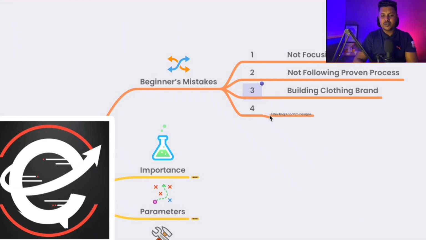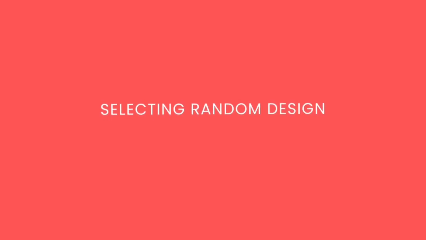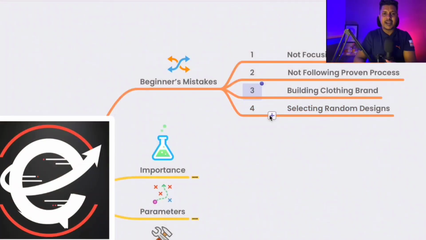Alright, and the fourth one is selecting random designs from platforms like Google or Pinterest. It doesn't work like that. There are a few parameters we need to keep in mind while doing design research. Don't worry, I'll be sharing the exact design research parameters you need to follow in this video, so make sure you stay till the end of this video.